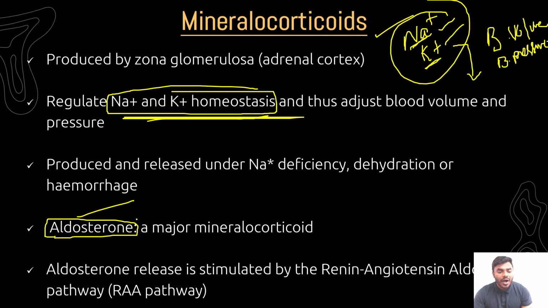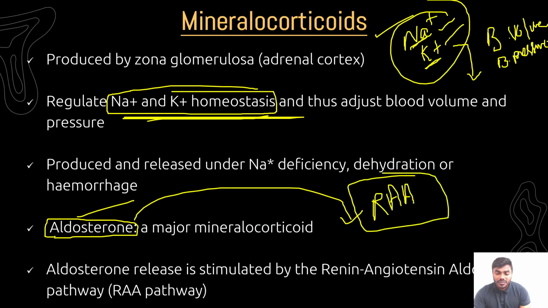How does aldosterone act? Aldosterone will be acting by a specialized pathway. We can call it, friends, the RAA pathway. What is RAA pathway? Renin, angiotensin, aldosterone pathway. I'll explain it in a very simple way. First, every student remember what is the ultimate goal of RAA pathway. Ultimate goal is maintaining the sodium and potassium homeostasis.